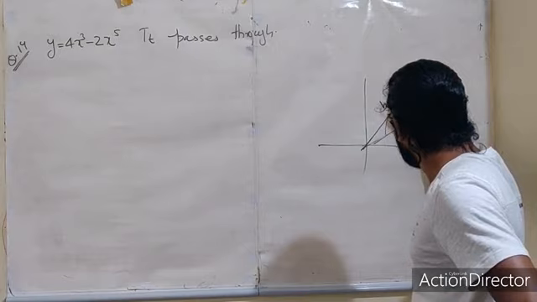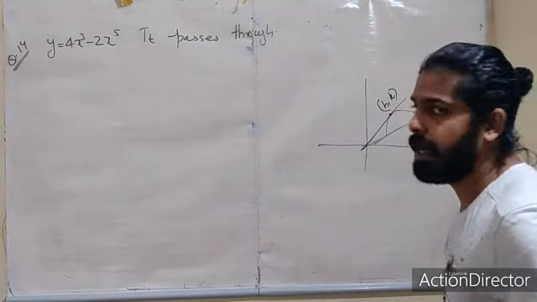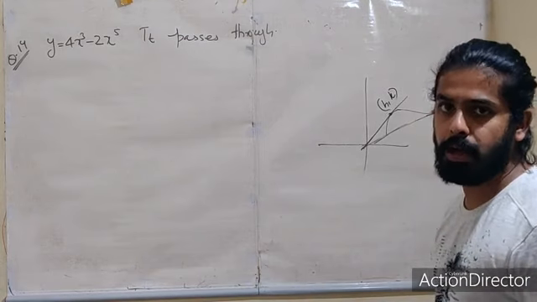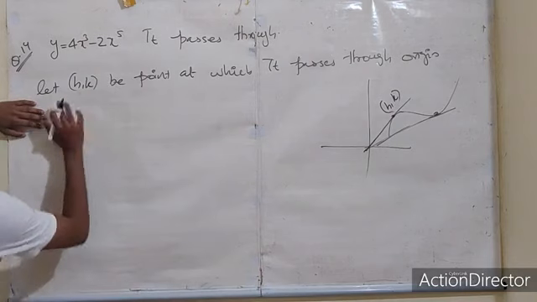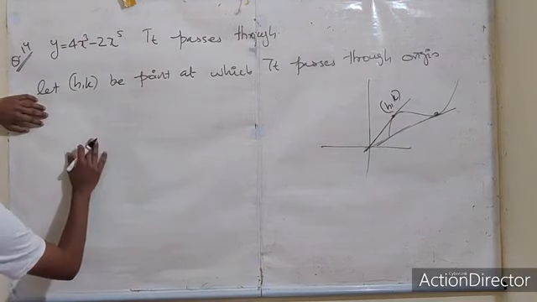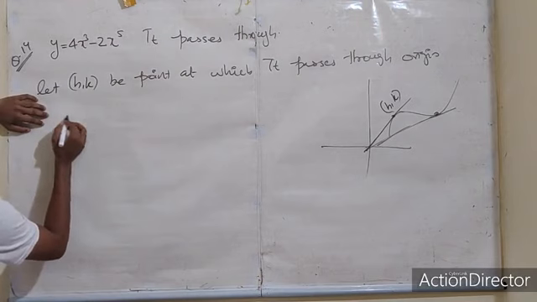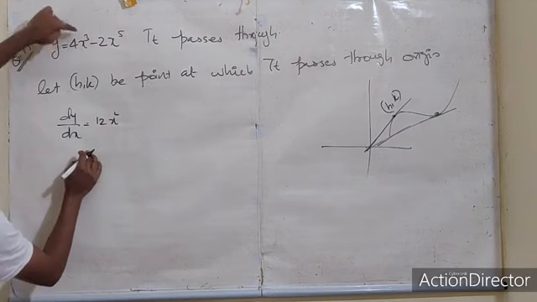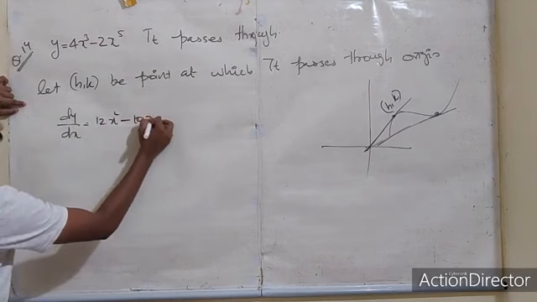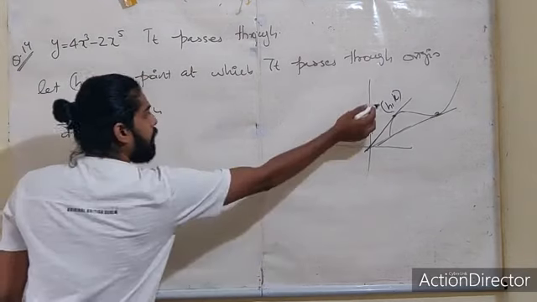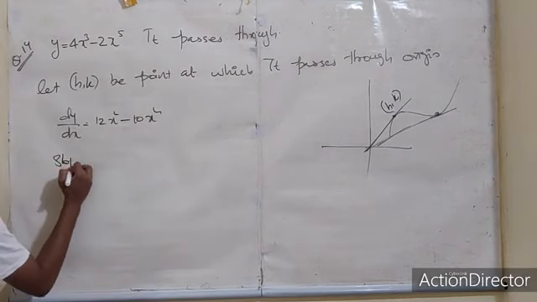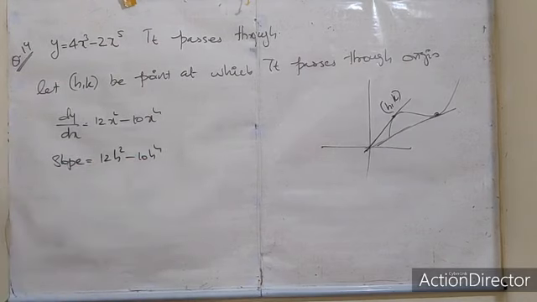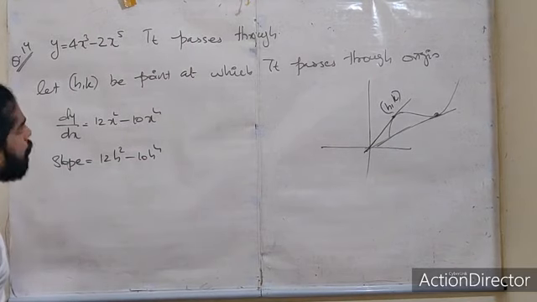Like the previous question, let us assume that point to be (h, k). Write down: let (h, k) be the point at which the tangent passes through the origin. So let's find the slope of the tangent by differentiating. The slope of the tangent is dy by dx, which is 12x square minus 10x raised to 4. Since we consider the point as (h, k), the slope will be 12h square minus 10h raised to 4.